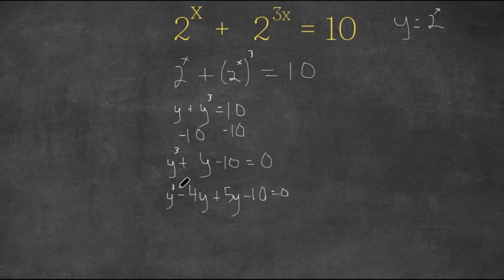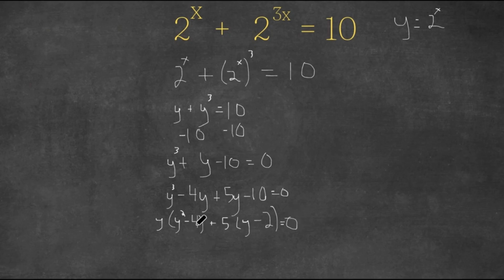Now, from y to the power of 3 minus 4y, we're going to factor out y. So we get y times y squared minus 4. And from 5y minus 10, we're simply going to factor out 5. So we have plus 5 times y minus 2, since 10 divided by 5 is 2. And all of this still equals 0.